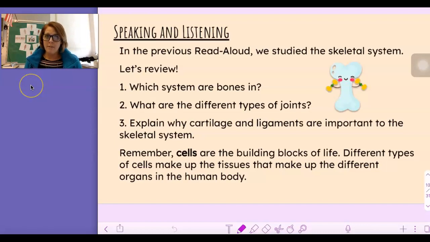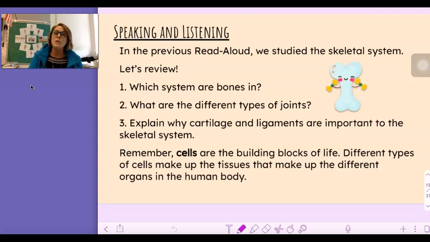Welcome to Lesson 5. This is our read aloud for Lesson 5 in our human body unit. In our previous read aloud, we studied the skeletal system. And question number 1 there, which system are bones in? Our bones are in the skeletal system. We learned about some different types of joints. We have movable, immovable, which means they don't move, and partially movable joints in our body.